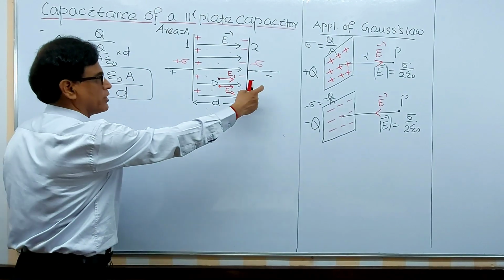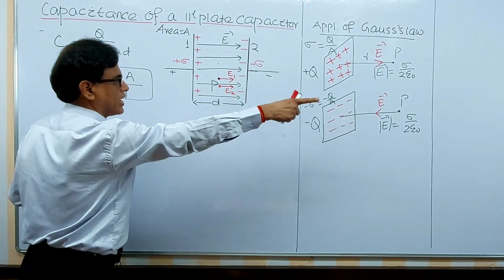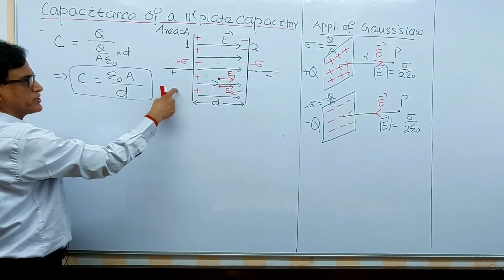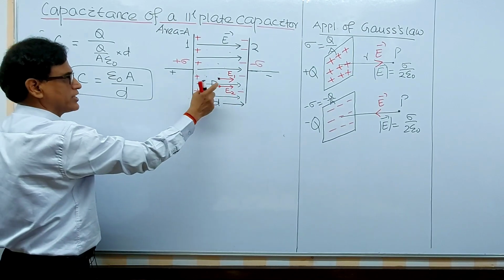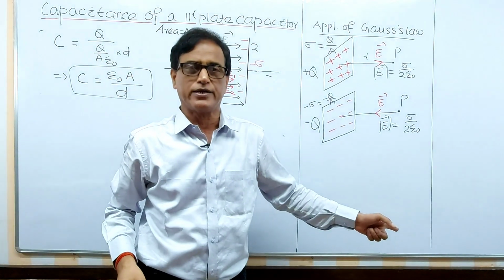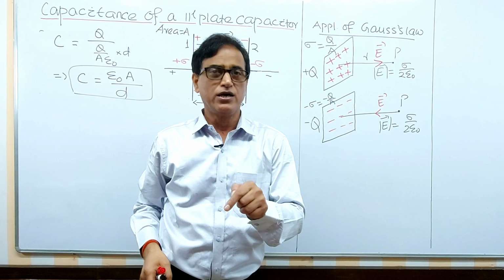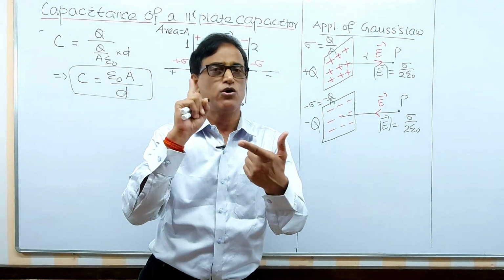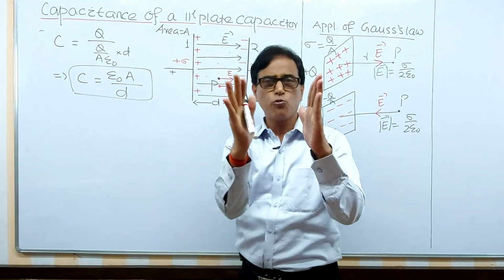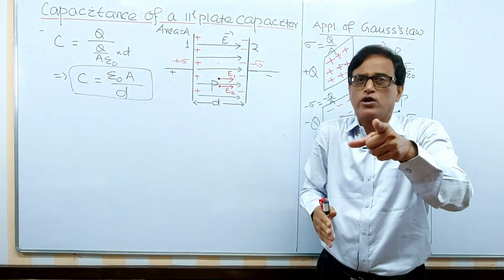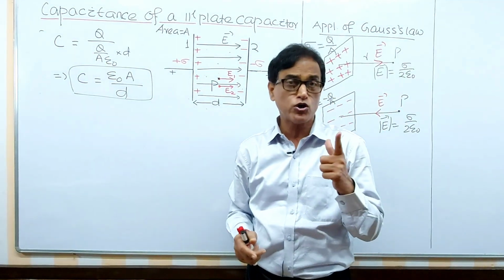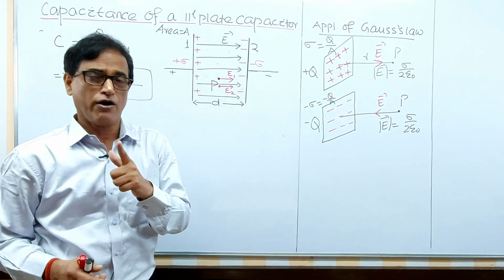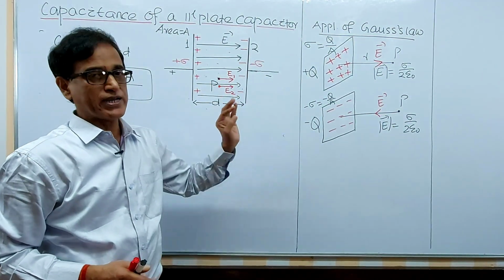If you are asked what the electric field is outside the plates, the answer is 0. What is the electric field outside the plates? The answer is 0. What is the electric field inside the plates? We have calculated the electric field. We will calculate the force of attraction between them. One charge is positive, one charge is negative. There are two plates, so there must be a force as per Coulomb's law. We will calculate the force between the two plates of the parallel plate capacitor.